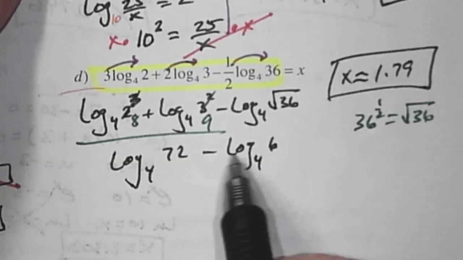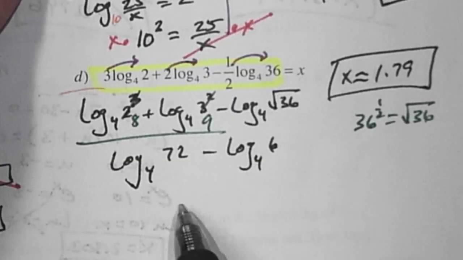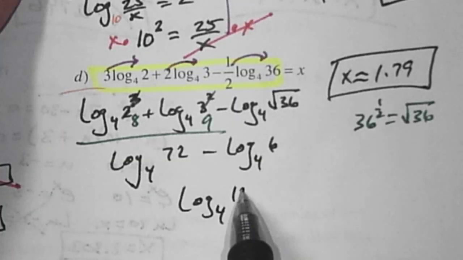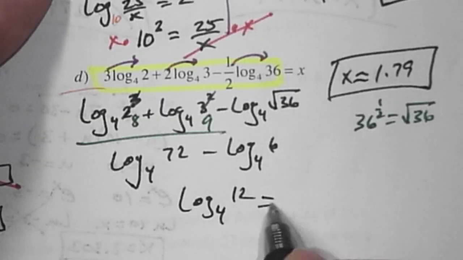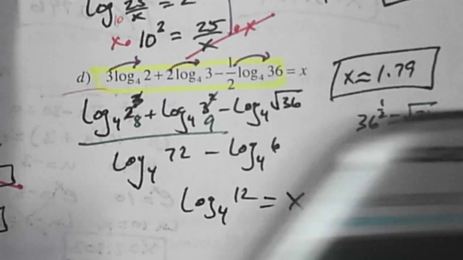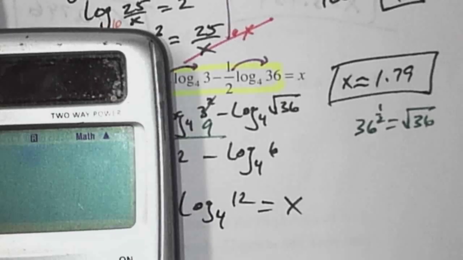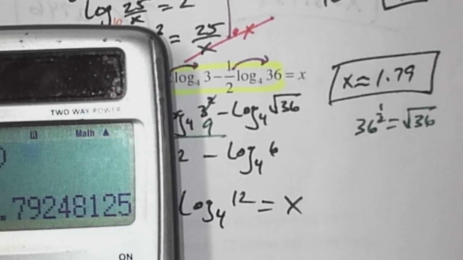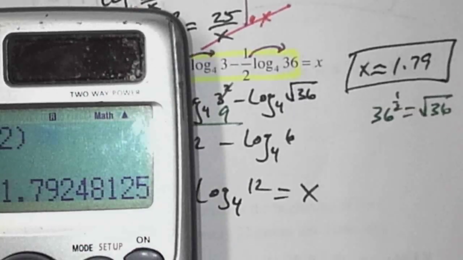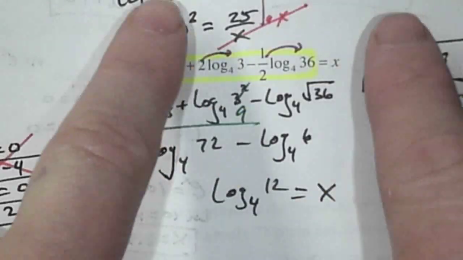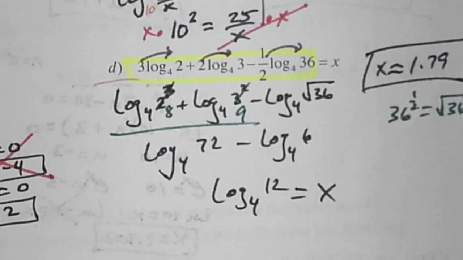Now, 72, the minus means we can divide. 72 divided by 6 is 12. And so x is that. Remember, we got 1.79. Watch what happens when I go log base 4 of 12. Same answer. Some skills: numbers in front become powers.